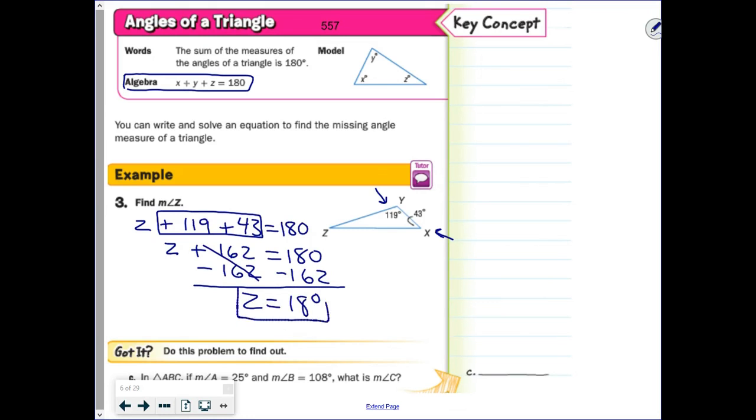In this particular problem, I knew that I was looking for the smallest angle, which is opposite of the smallest size side, which means I had to find something that was smaller than 43 degrees. And so my answer makes sense and I can be satisfied with what I got.